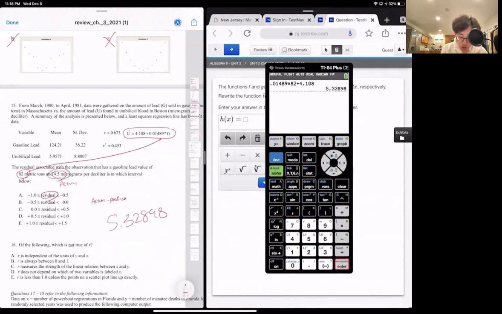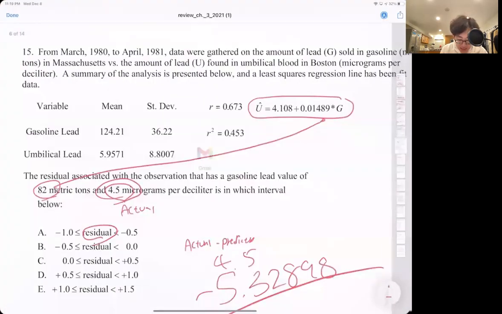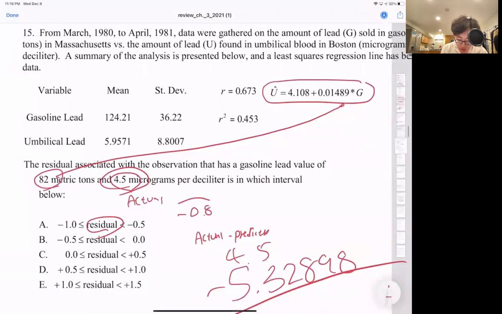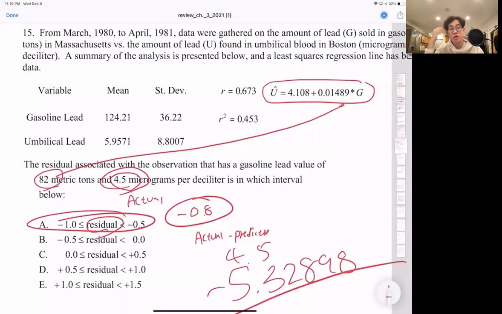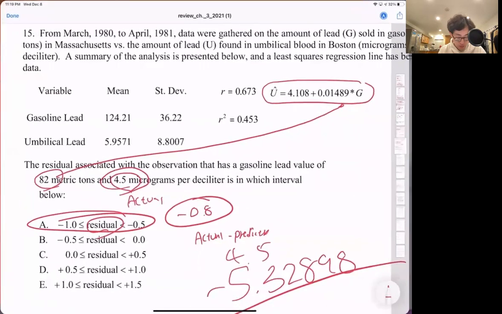5.32898, but the actual is 4.5. So you have to do 4.5 minus that answer, which gives you negative 0.828. Which means that the residual is somewhere between -1 and -5 range. And that's all there is to it for 15.